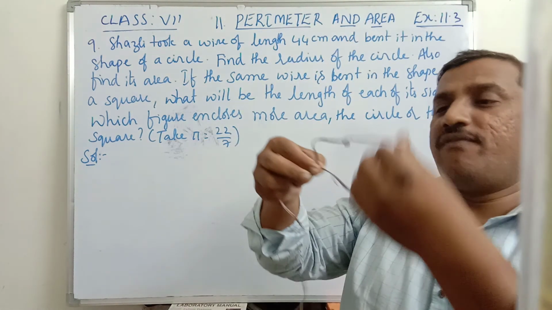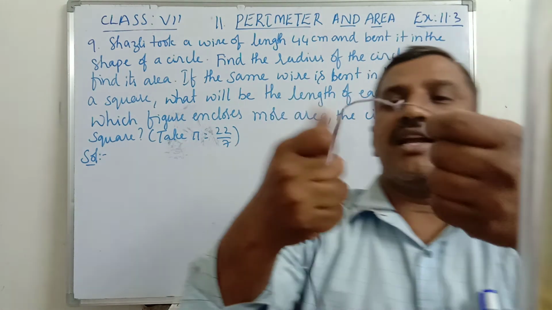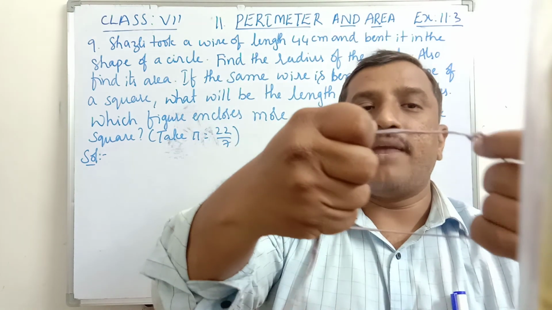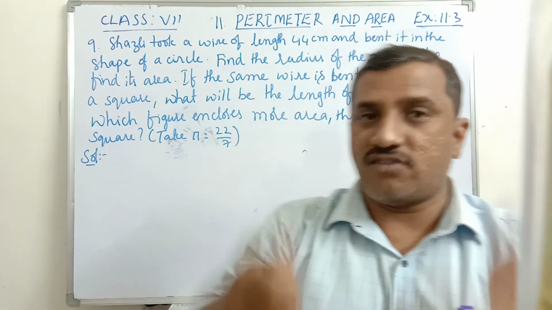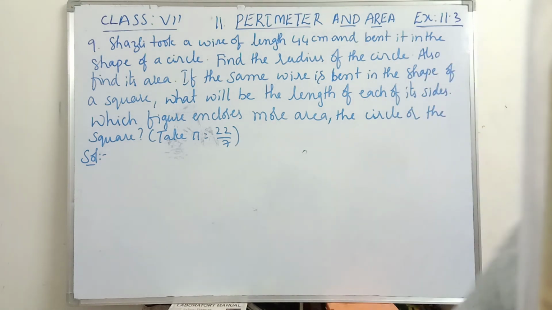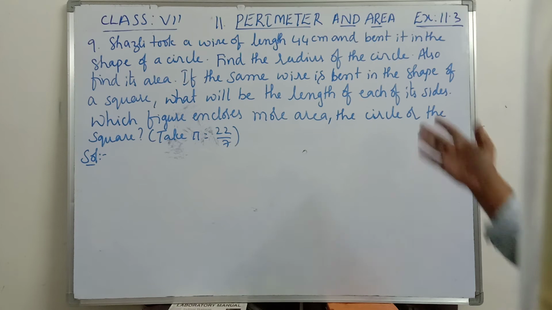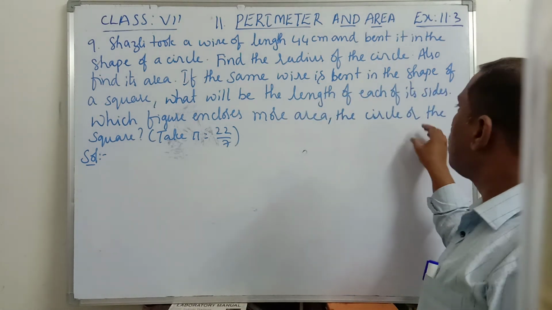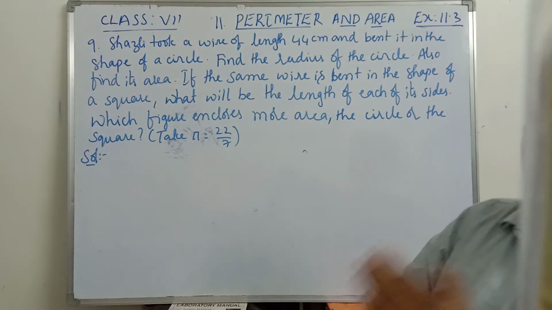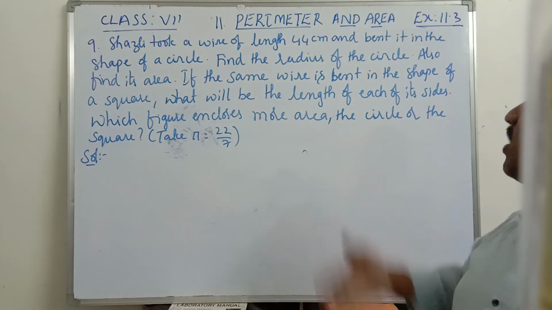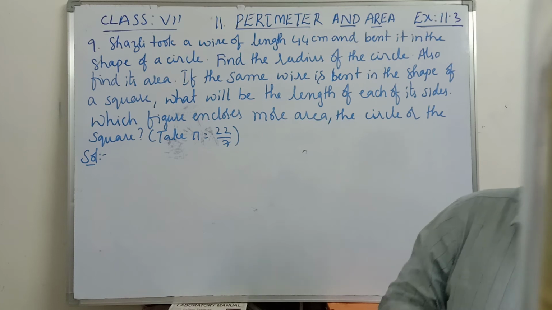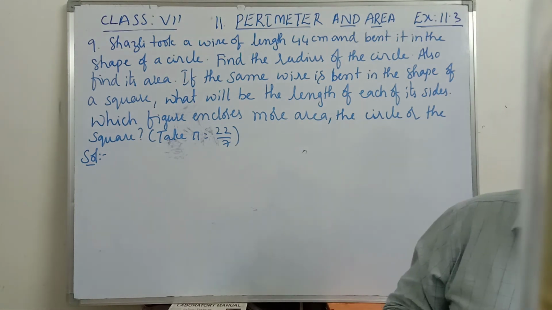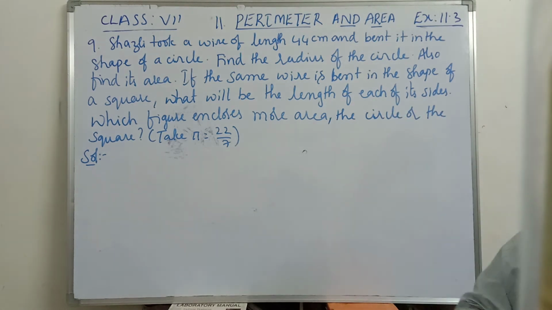Now if it is made in the form of a square, the total length of the wire is equal to the perimeter of the square. So indirectly, the circumference of the circle is given and the perimeter of the square is given. If the same wire is bent in the shape of a square, what will be the length of each of its sides? We can find the side of the square by using the perimeter of the square. Which figure encloses more area, the circle or the square? We need to find the area of the circle and the area of the square, then compare which figure encloses more area. We have already come across the same kind of question in exercise 11.1.